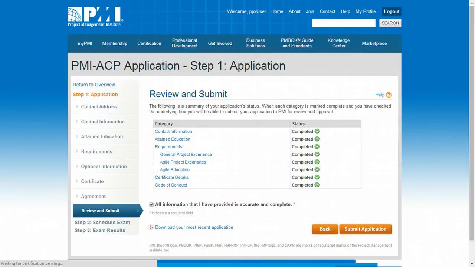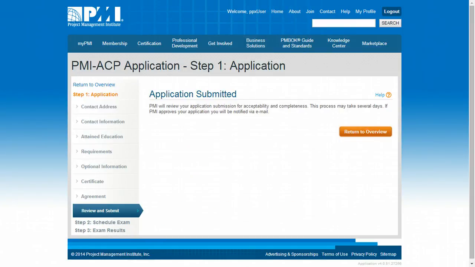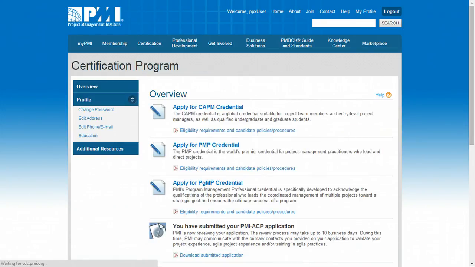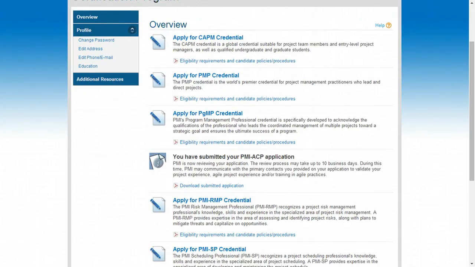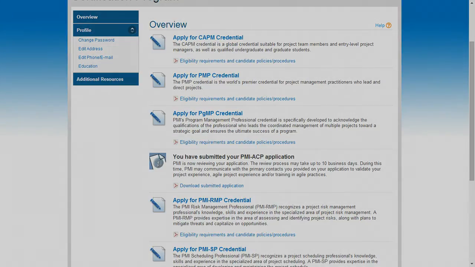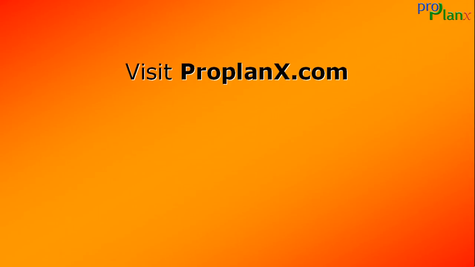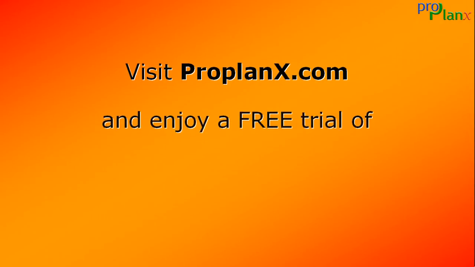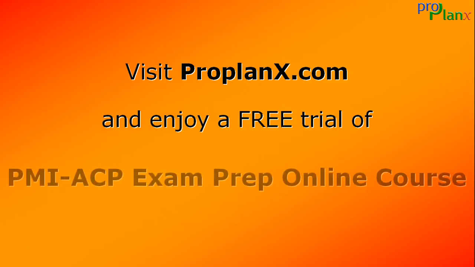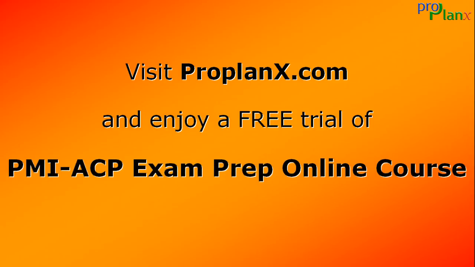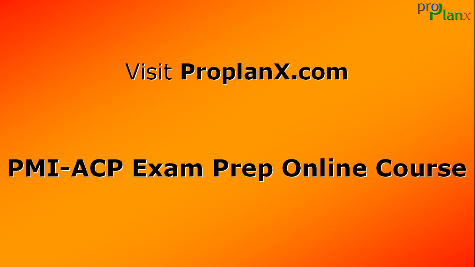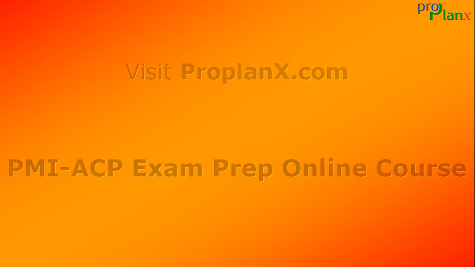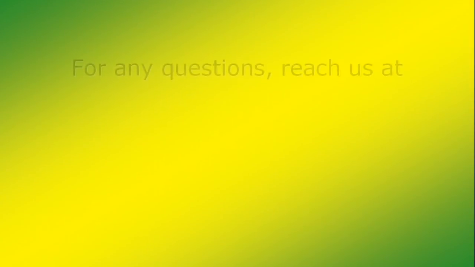Now once your application is submitted, let's say you want to look at it, maybe you want to download it. So click on the return button and it takes you to the initial screen and where you can download the submitted application. And then you can log off from the website. You can come back to check on your status. PMI suggests up to 10 business days to review your application. Of course, they're going to send you an email, but we suggest that you visit PMI.org website and keep checking on your application by logging in using your user ID and password.